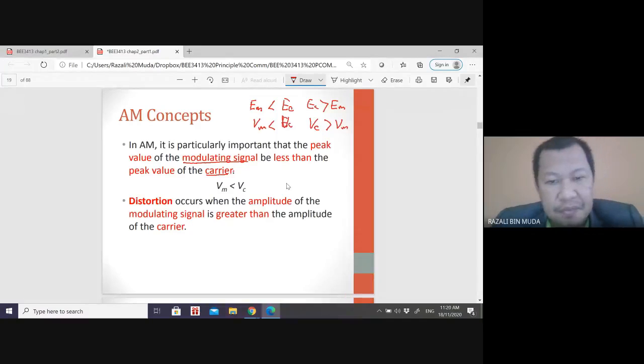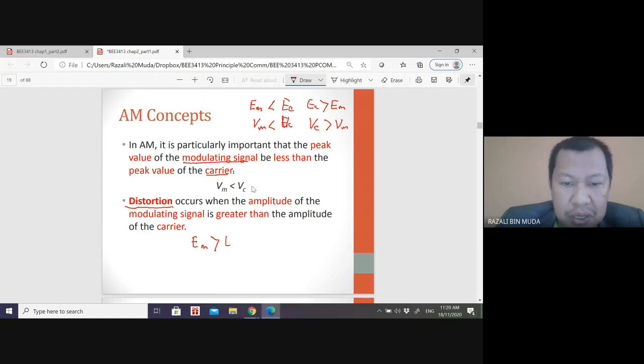Okay. What happens if not? Then distortion can occur when the amplitude of the modulating signal is greater than the amplitude of the carrier. So if this is not fulfilled, then distortion can occur. So distortion will happen in AM when Em is bigger than Ac.